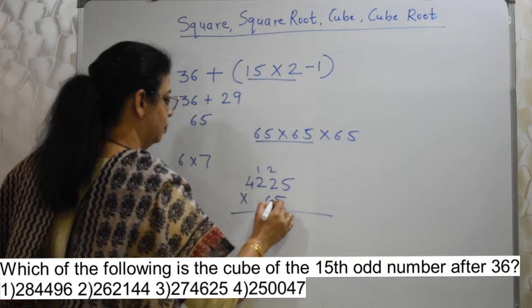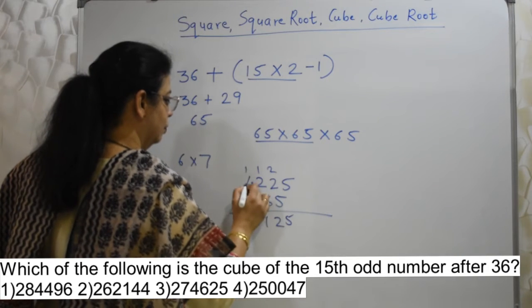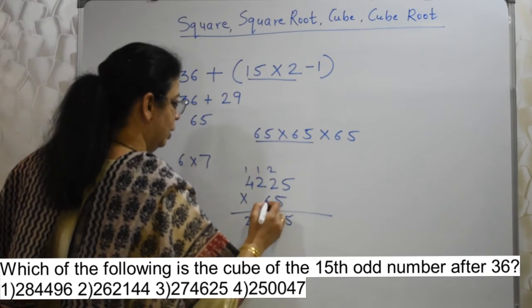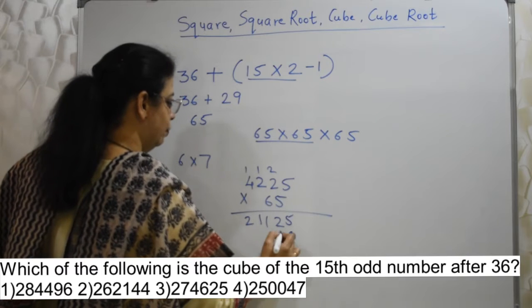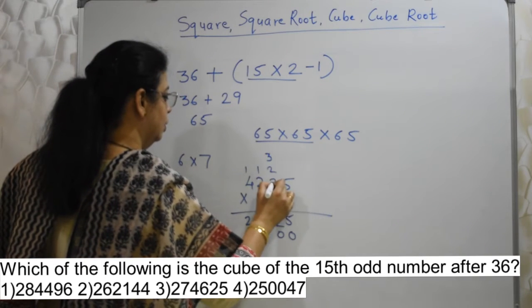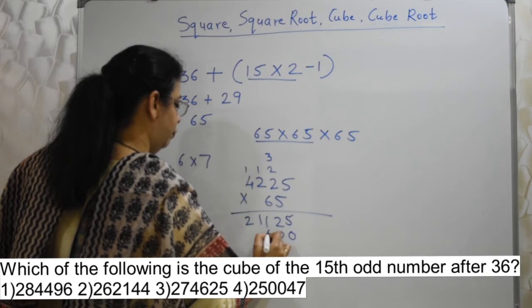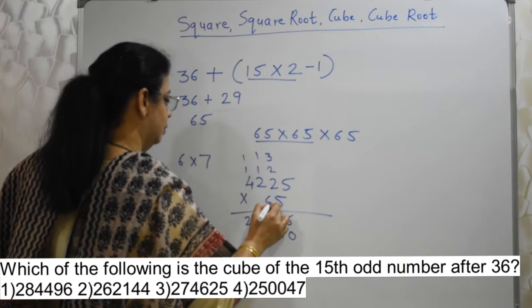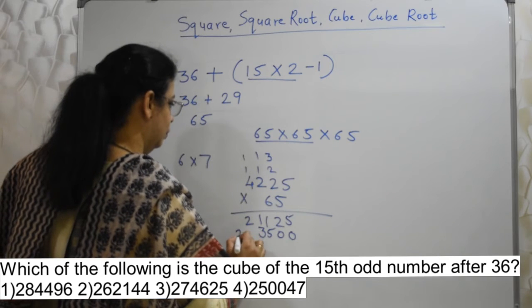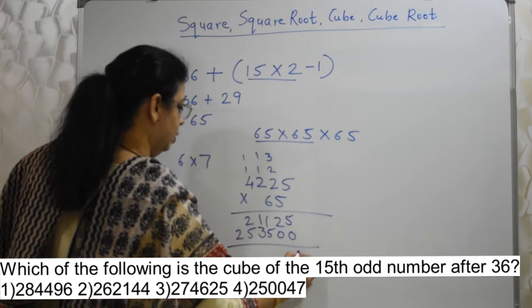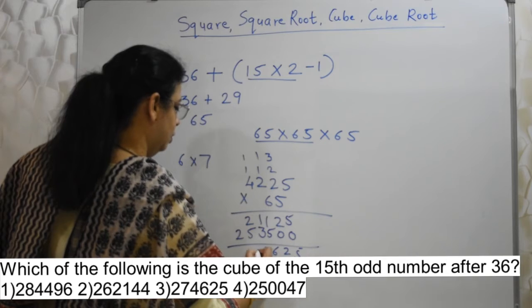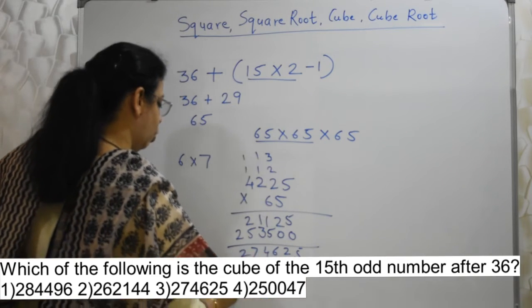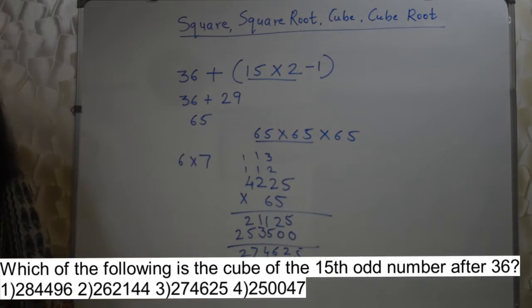12, 11, 21. Then 6. 6 5s are 30. 12 plus 3, 15. Plus 1, 13. 25. Addition. So this is the option. So you see the options. The option is third. Third one is the correct option.